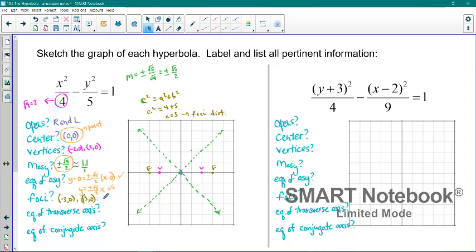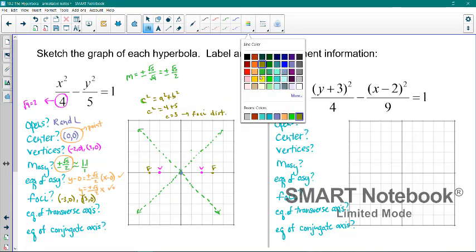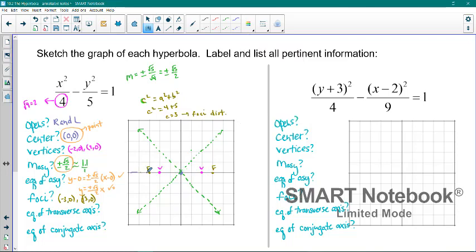And then we have our axes to draw. Remember that the transverse axis passes through the foci and the vertices and the center. So here is our transverse axis. I'll call that TA. That's a horizontal line passing through 0, y equals 0.